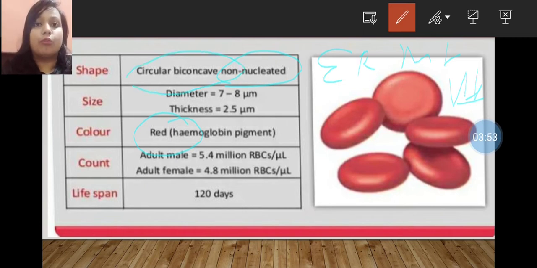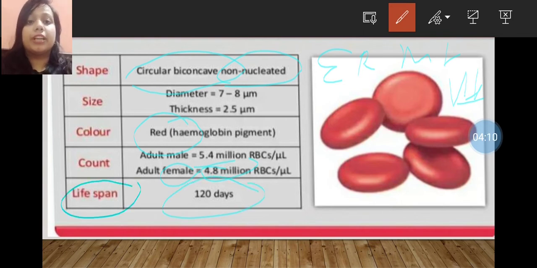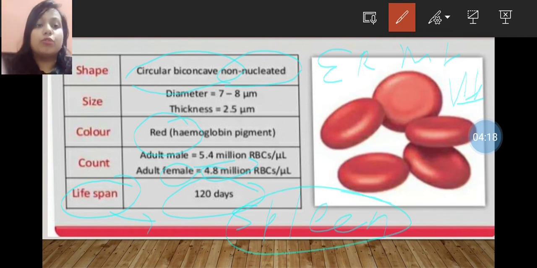What is the count of RBC in an adult male? It is about 5.4 million, and in an adult female 4.8 million. What is the lifespan of RBC? It is about 120 days. After the completion of their lifespan, they are destroyed in one special organ, which is the spleen. The spleen is also called the graveyard of RBC.